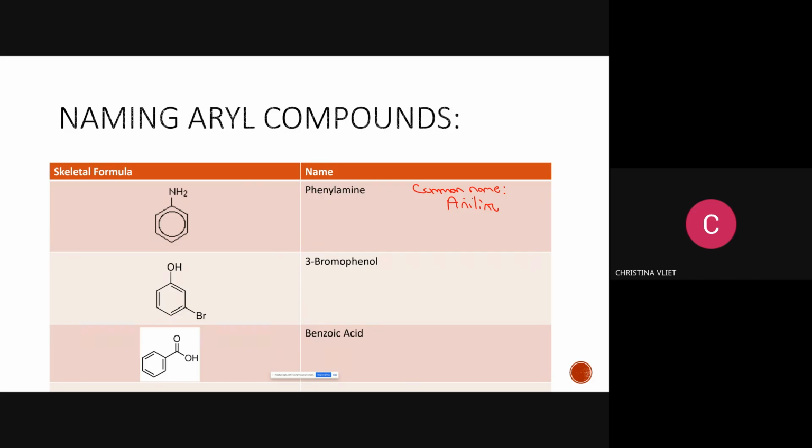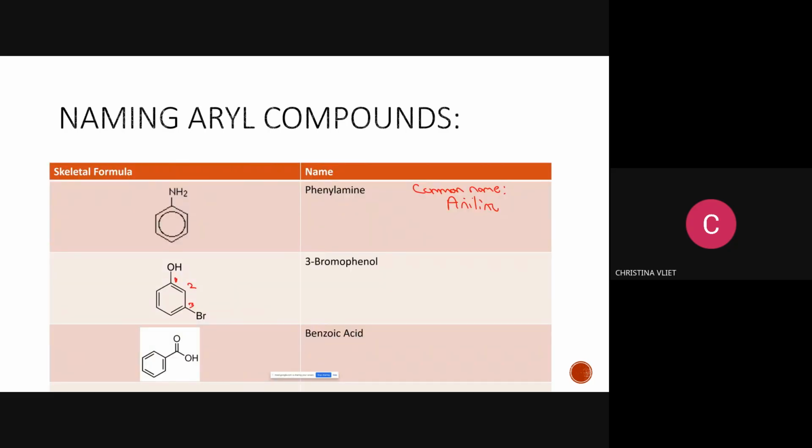This one is 3-bromophenol. So if I've got phenol, that has to be carbon 1. So this would be carbon 3. If I've got a substituent, it has to be counted from the phenol. Same thing with methylbenzene, toluene. You would count carbon 1 from the main group. And then here, this is benzoic acid, which is also acidic. This is benzene with a carboxylic acid, so it's benzoic acid.